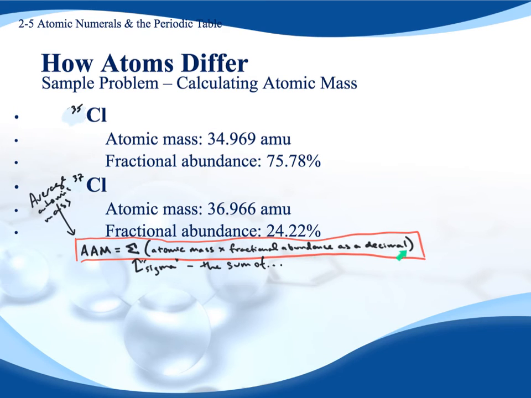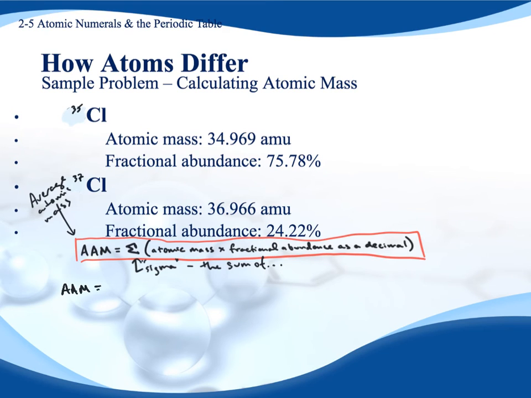So if you have 2 isotopes, that means we're going to have 2 setups that we add together. If we have 3 isotopes, we'd have 3 setups. If we had 4 isotopes, we'd have 4 setups, and we just add them all together. It's really not too bad. So we'll do this one with chlorine, and then we'll have you do a practice one at the end. The average atomic mass is what we're solving for.